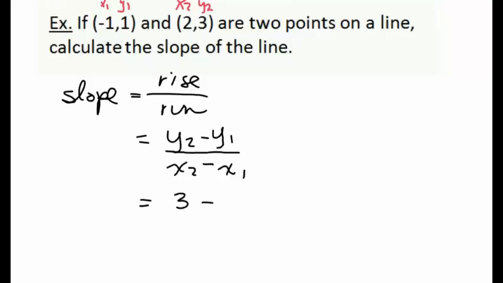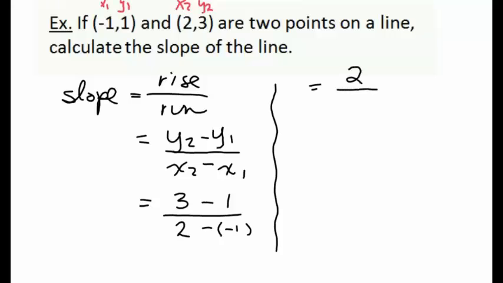So we have 3 minus 1 and 2 minus negative 1. Simplifying our numerator, we get 2, and simplifying our denominator, we get 2 plus 1, which is 3. So our slope must be 2 over 3. Since our slope is a positive value, we would expect our line to slant upwards and to the right.